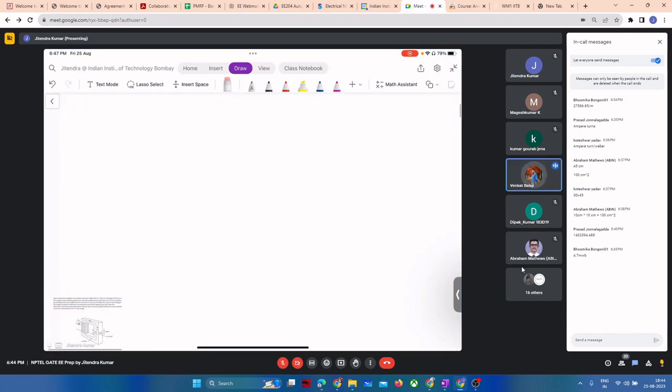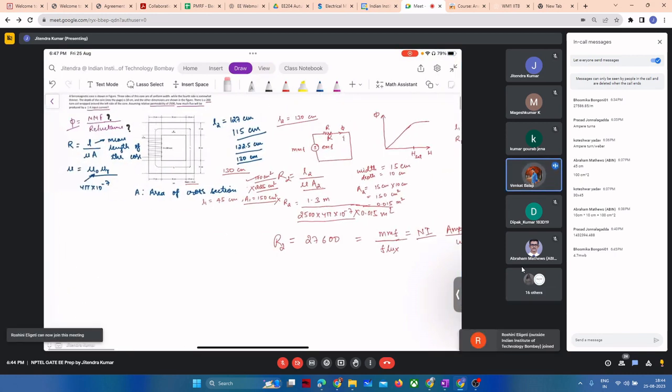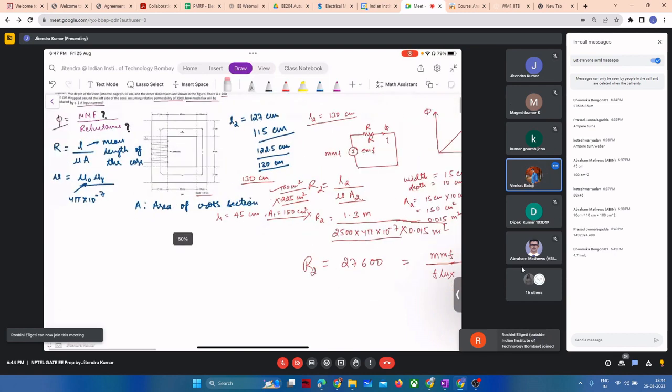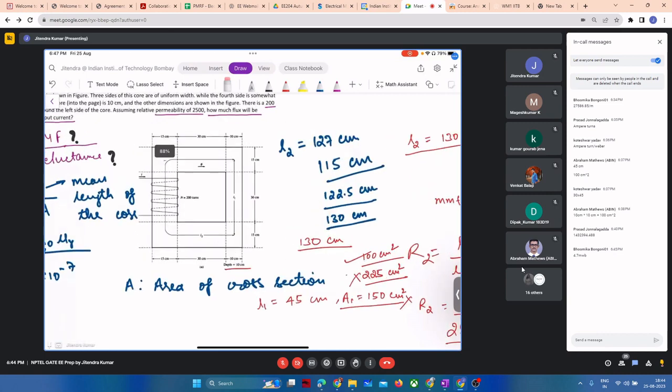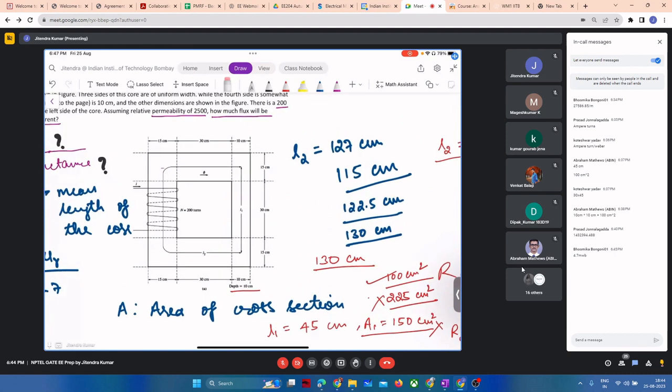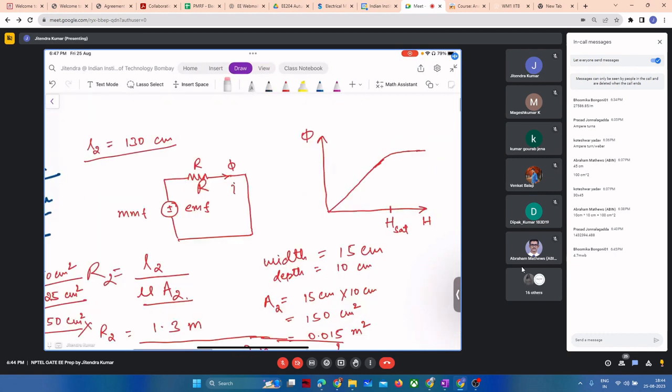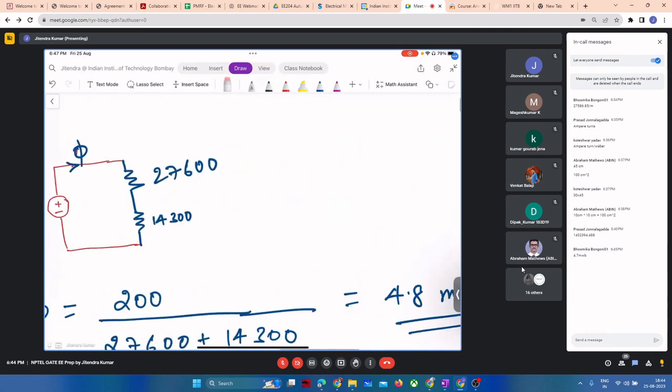Sir, what if in the case the reluctance is in parallel? Okay, so reluctance is in parallel when current becomes parallel. What happens to the current when your resistance is connected in parallel? You visualize an electrical circuit. What happens to current? Let me draw it for you.